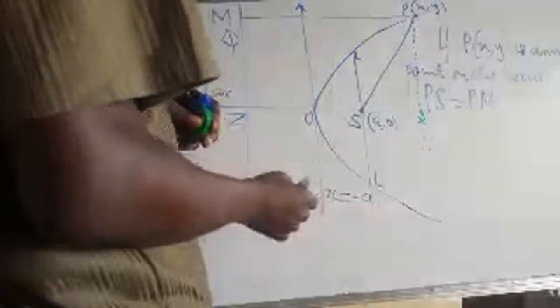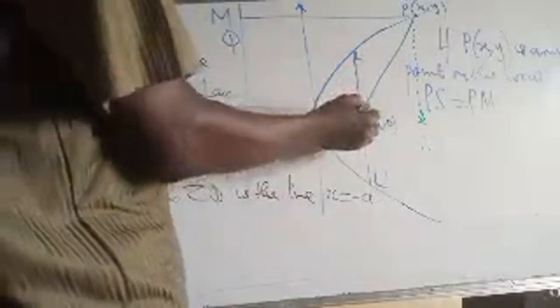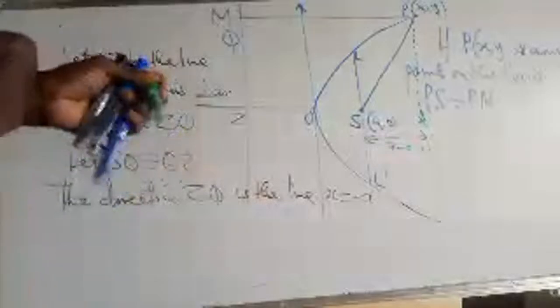So that means from here, please let's understand, from here to here is what? Is X. Okay. Now, remember this is the origin. At this point, we have A along the x-axis. So from here to here now is X minus A. Try to understand, please.